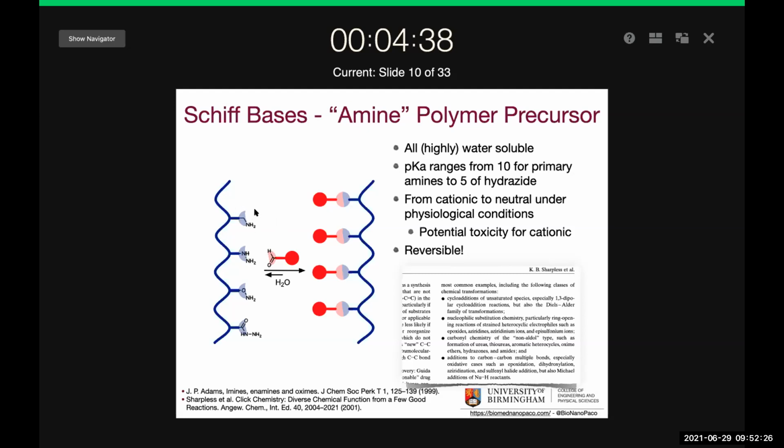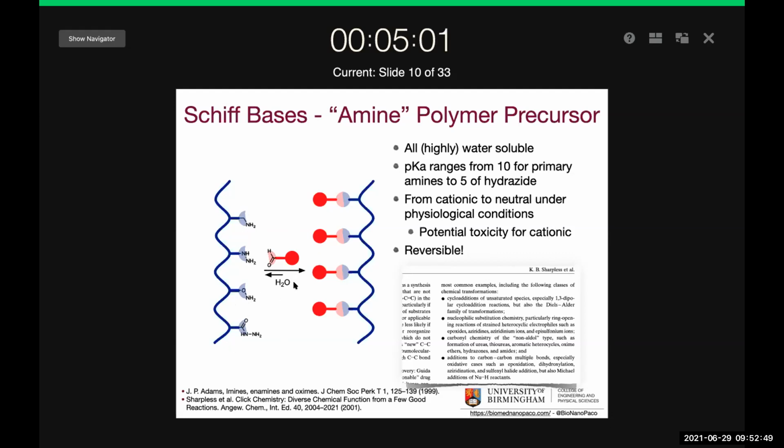You have to be a little bit careful because a simple amine has a pKa of around 10, which makes it cationic under neutral conditions or under most biological conditions. And that can have issues with toxicity. I'll come back to that. But some chemistries like alkoxyamines or hydrazides are actually neutral in most biological conditions.